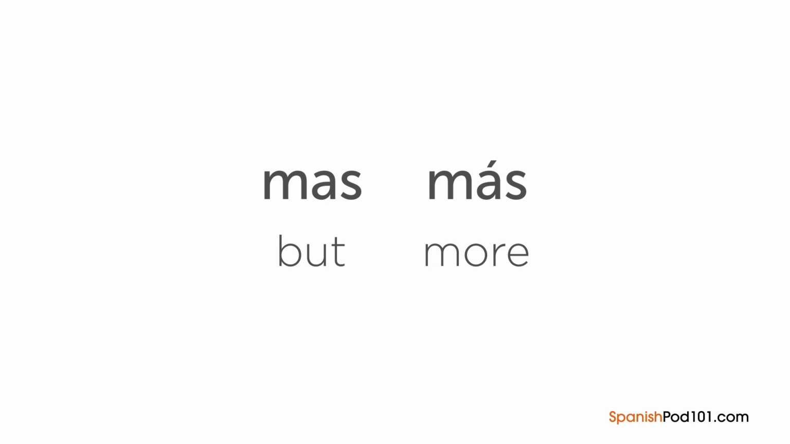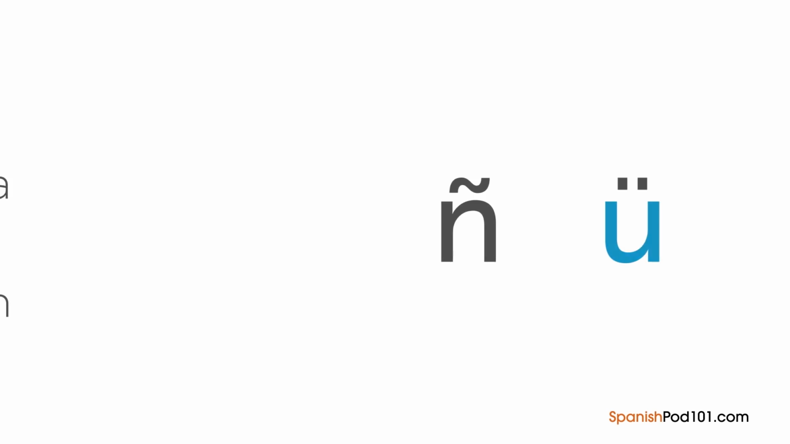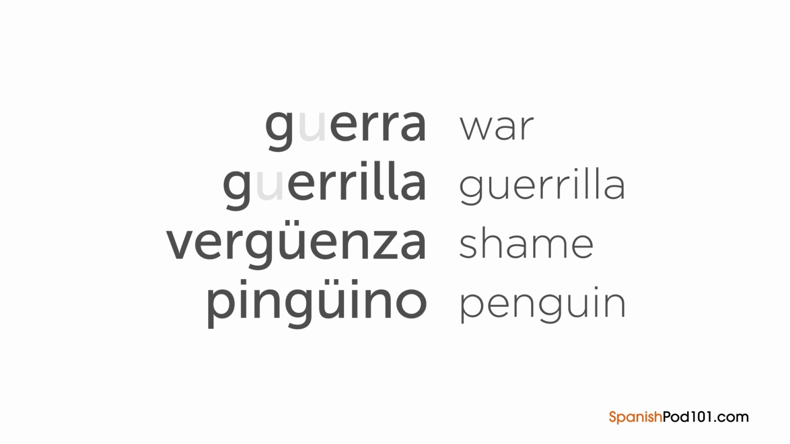Okay, so we've covered the main accent mark in Spanish, but what about these ones? Don't be fooled by the first example. Even though it might look like an accent, it's just the letter ñ in Spanish. The second example is an accent marker, and it's used to indicate that the U should be pronounced. This is because the letter U is usually silent when it comes after the letter G. Consider the following examples. Guerra. Guerrilla. Vergüenza. Pingüino. Notice how the U is silent in the first two examples, Guerra, Guerrilla, but pronounced in the last two. Vergüenza. Pingüino.